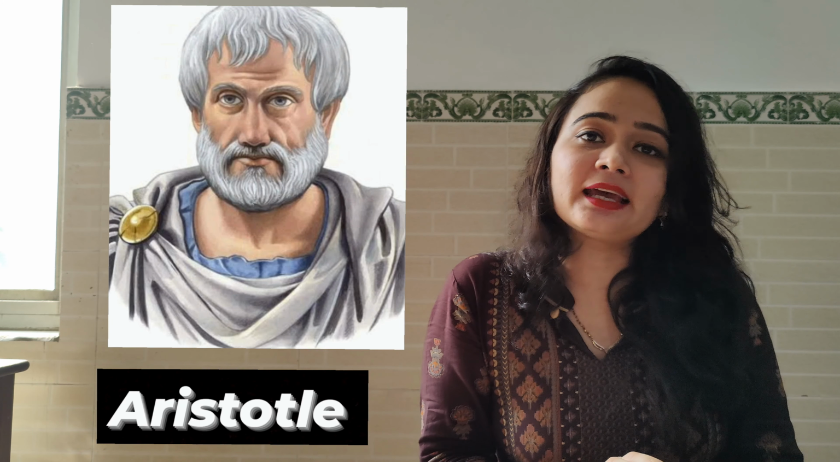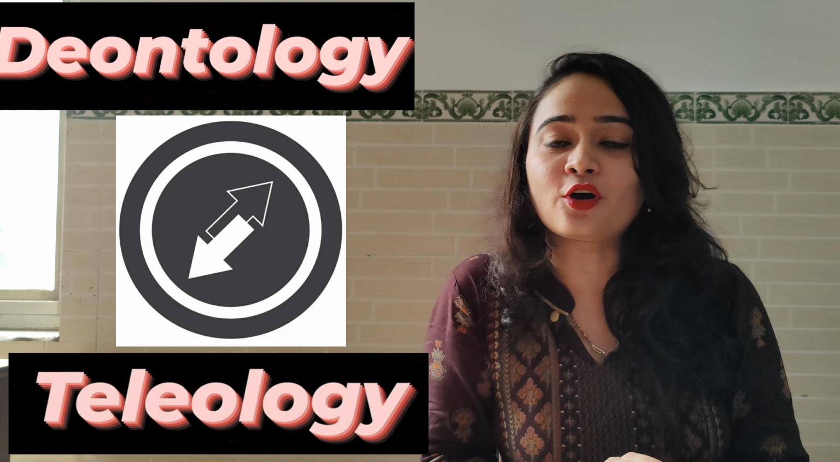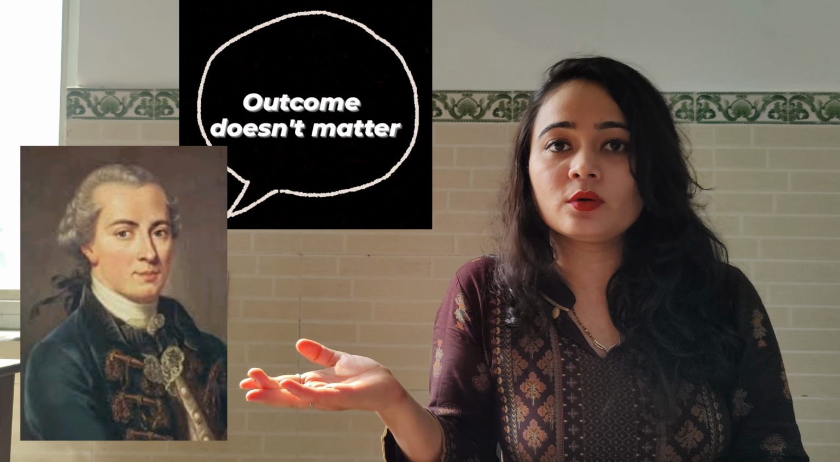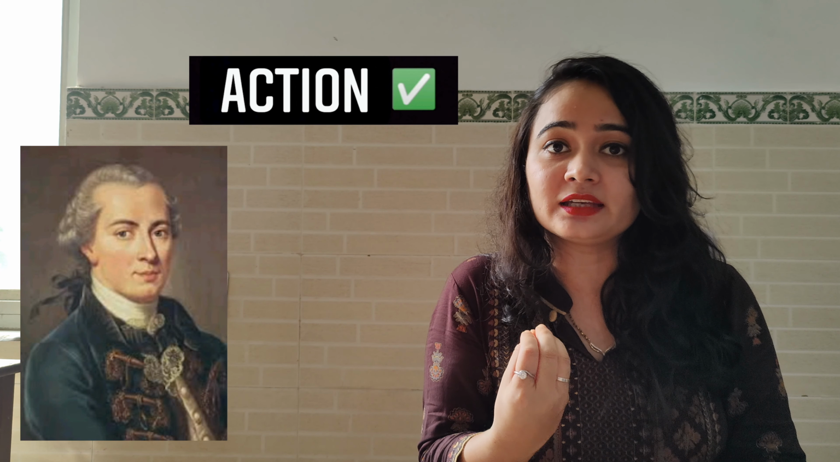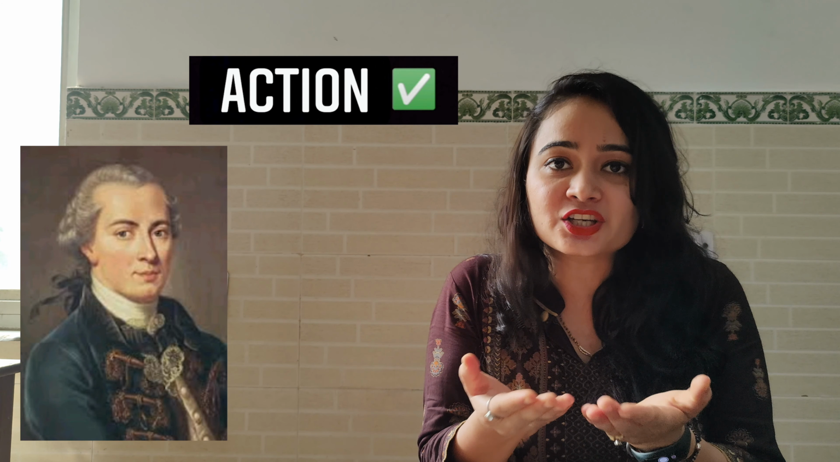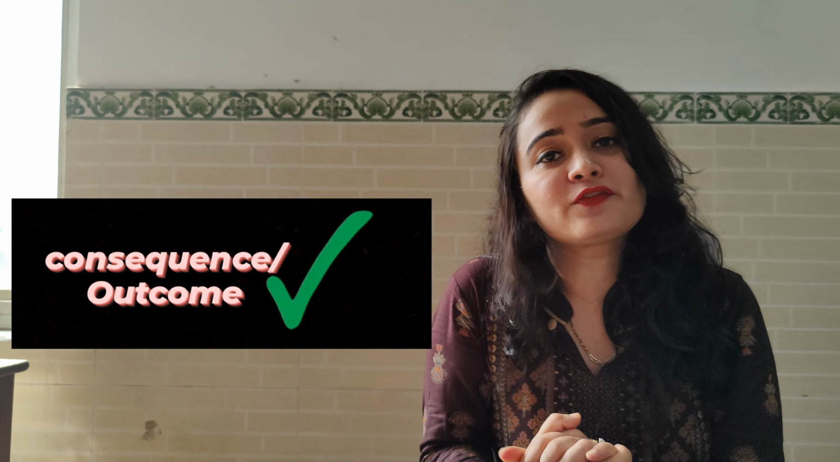What Aristotle said in teleology is absolutely opposite to, or contrasting with, the thought of Emanuel Kant in deontology. Emanuel Kant in deontology said that the outcome does not matter; the important factor in determining ethical decision making is the action. Aristotle said in the teleology or consequentialism theory that consequence is an important factor in determining whether the decision is ethical or not.